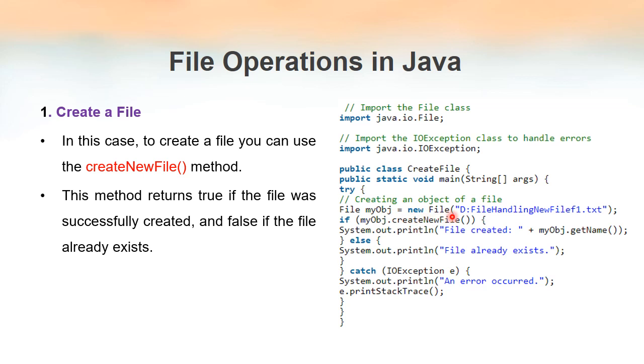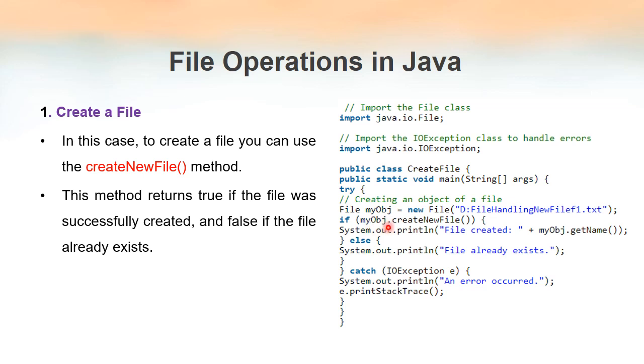So see this line of code: File myObj = new File. Here we are giving a path. Inside the D drive, I'm going to create a new file which is of type text file. So we can also give a path like this. Instead of giving the file name alone, we can also mention the path of the file inside the constructor of the class File. In this line of code, myObj is the object name of class File. This is the constructor, and this is the path in which we have to create the file, and we name the file as filehandling/newfile f1.txt.